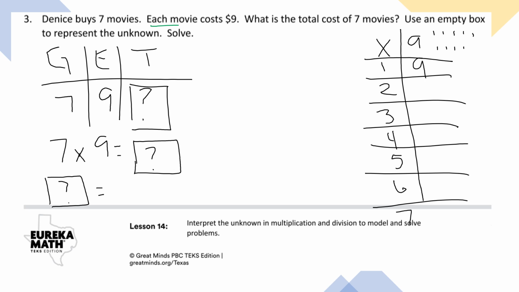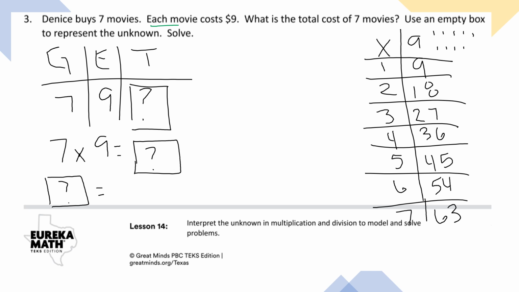1 times 9 is 9. 2 times 9 is 18. 3 times 9 is 27. 4 times 9 is 36. 5 times 9 is 45. 6 times 9 is 45, 46, 47, 48, 49, 50, 51, 52, 53, 54. 7 times 9 is 54, 55, 56, 57, 58, 59, 60, 61, 62, 63.